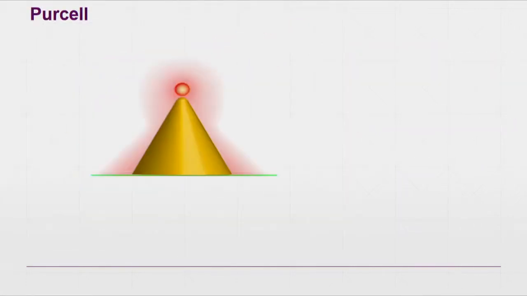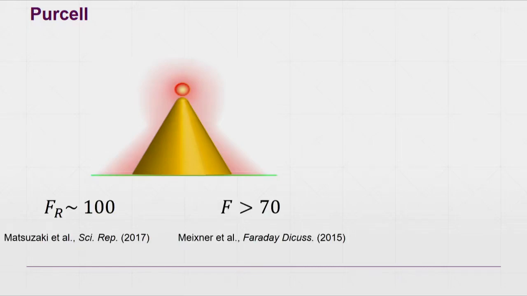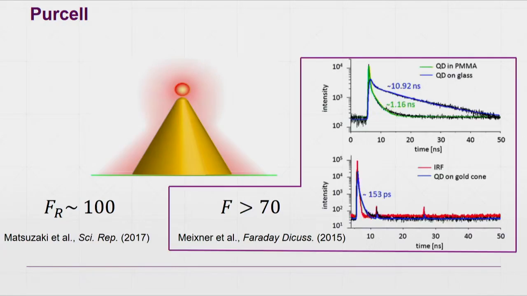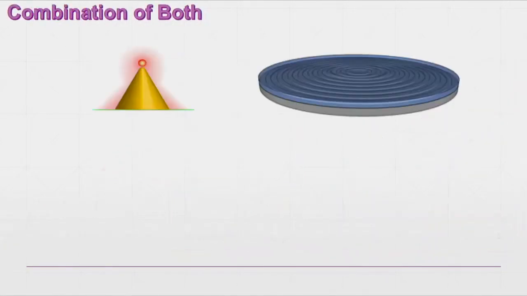However, these antennas don't have any Purcell factor, so basically it just does some directionality. What we want to do is actually introduce a plasmonic resonator at the center that will give us a large Purcell factor. So this is a nanocone plasmonic resonator, which has been shown previously to have high Purcell factors. So the idea is to just combine both of these.